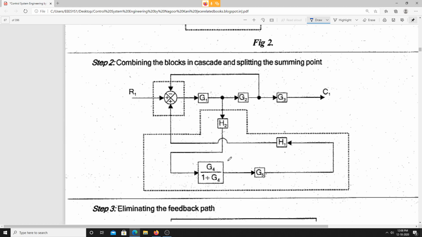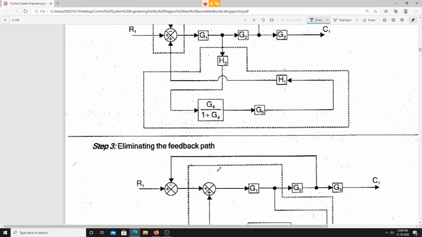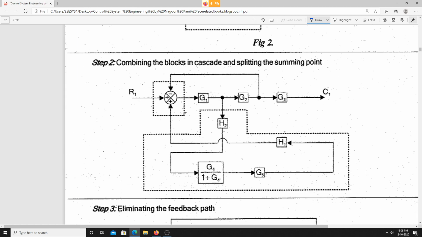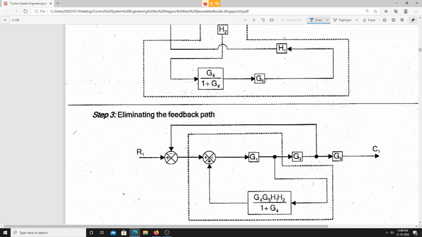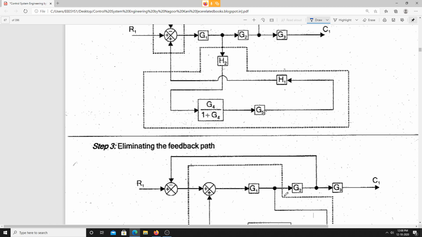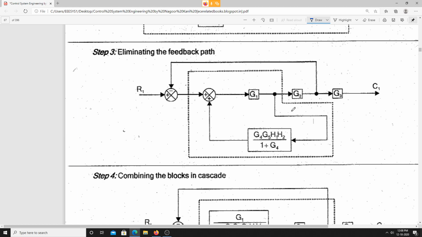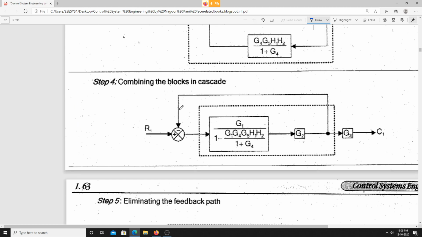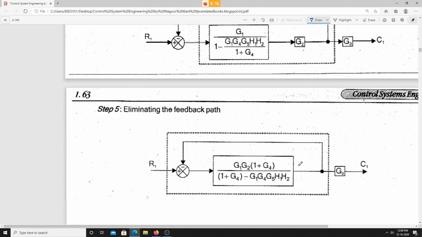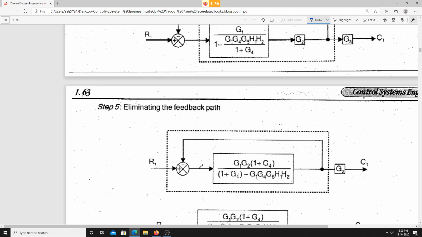Is it clear? Yeah. Now after this, this entire thing we are having can be eliminated. Is it clear? Positive feedback. So finally this is the reduced block diagram. Now whatever blocks we are having here, I am just combining the blocks in cascade. So this is the final reduced block diagram we are having.